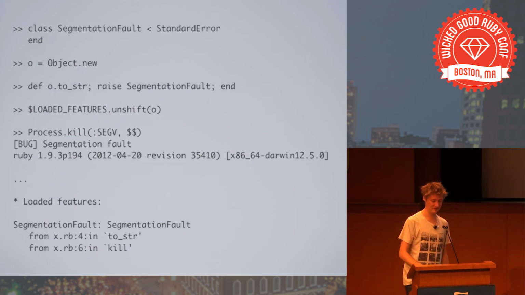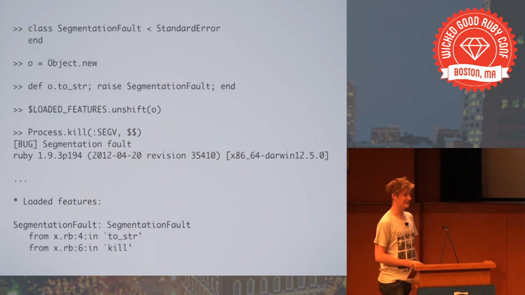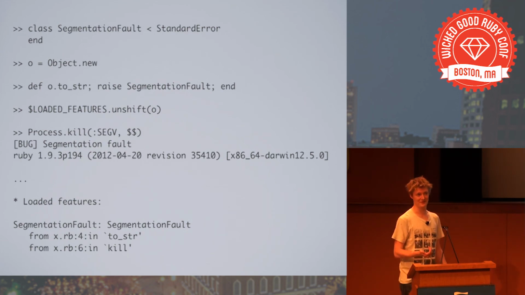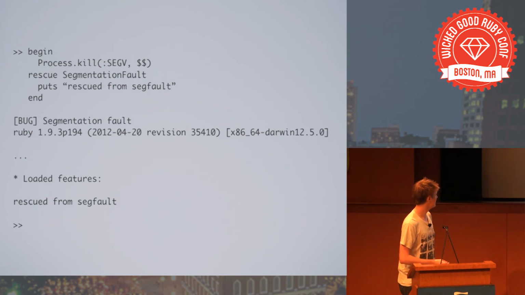We can make good use of this by defining a segmentation fault exception. We can create an object and override to_str to just raise this segmentation fault class. And we can simulate a segmentation fault on the current process. While the VM is busy segfaulting, when it gets to dumping the loaded features, it'll just raise a segmentation fault exception. And then, of course, we can rescue this.